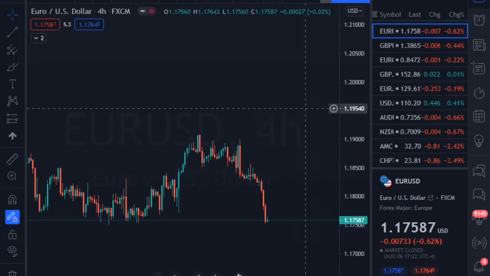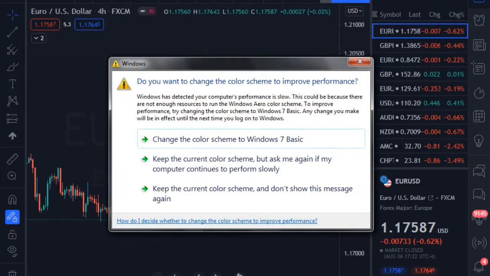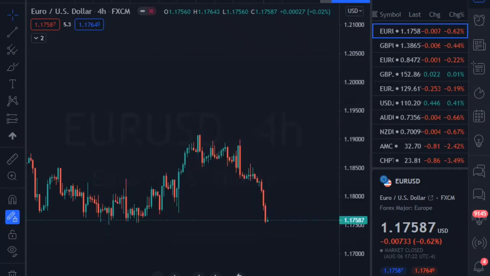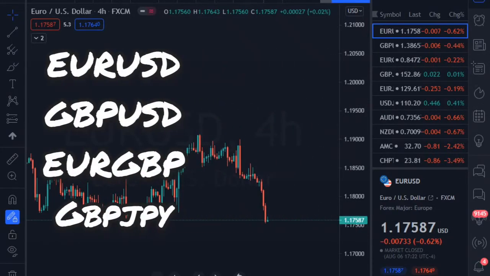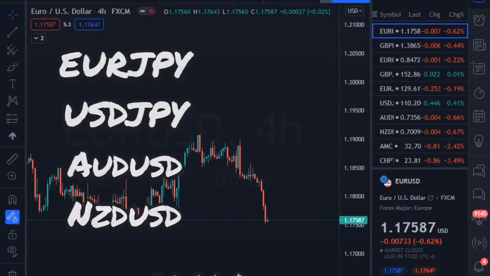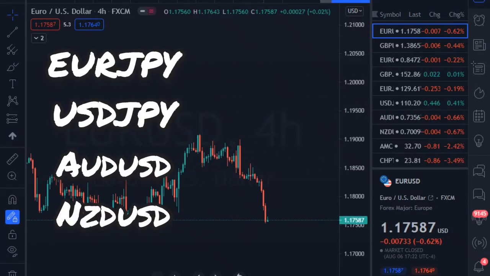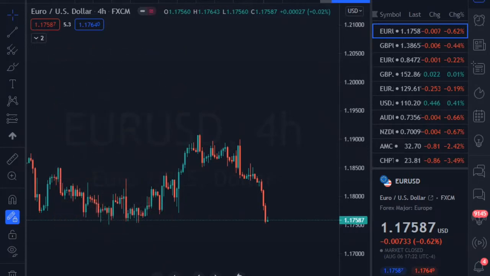So basically, I'm analyzing what could potentially happen during the week. I'm going to be analyzing EURUSD, GBPUSD, EURGBP, USDAUD and NZDUSD, and I've got a couple of stocks as well, which are AMC and ChargePoint.